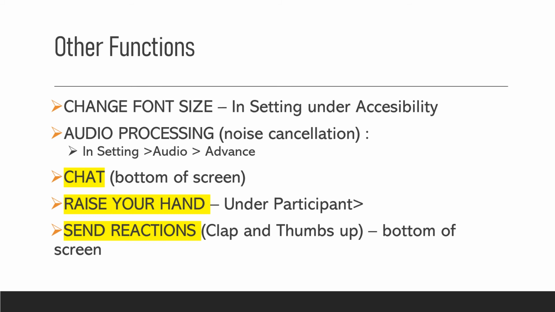You could raise your hand. It's under Participants in the meeting, on the bottom of the screen. You could send reactions such as clap and thumbs up, which are also found on the bottom of the meeting screen. Other features like turning the microphone and video on and off are located on the bottom of the meeting screen, where the red stripe means it's off and without the red stripe means it's on.